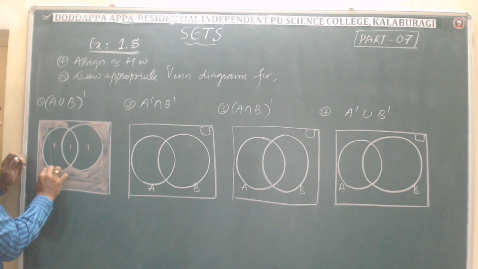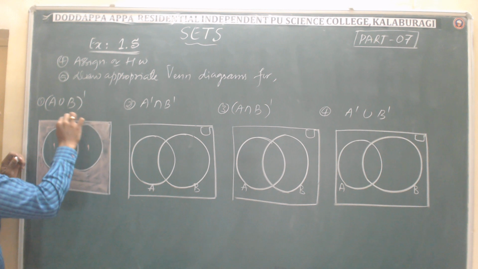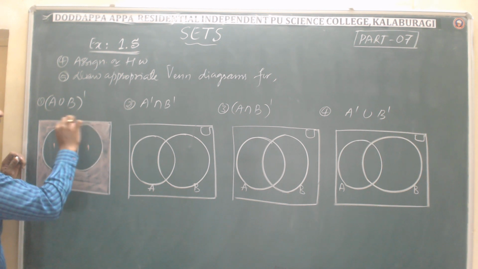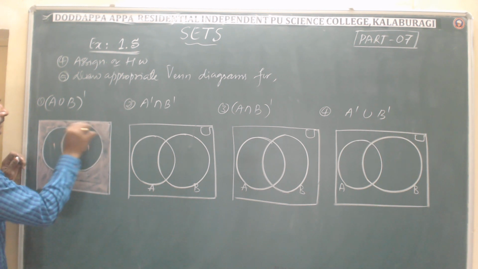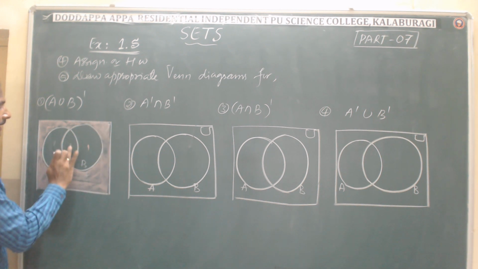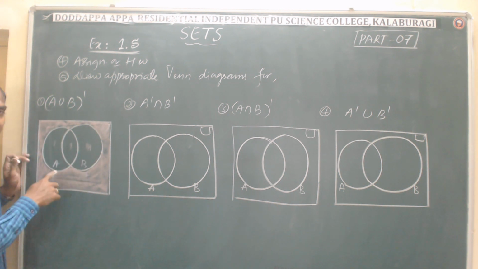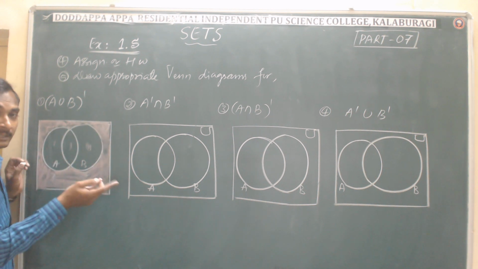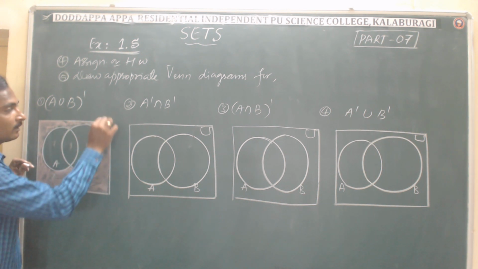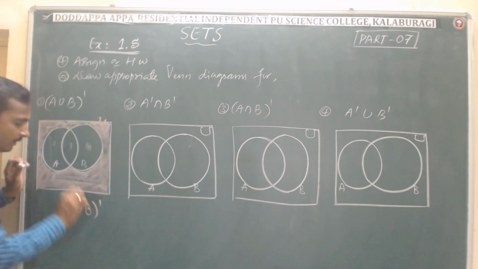You can see here that this area is completely A union B whole complement. This is the set A and this is the set B, and there are 3 areas available to shade: one is the area of set A, one is the area of set B, and one is the universal set. A union B is this complete unfilled space, but the complement of this area is the area outside, in the universal set. So this is A union B whole complement.